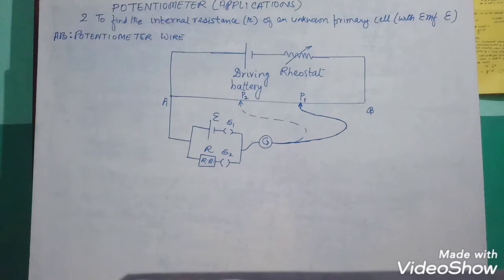AB is the potentiometer wire, and to maintain a constant potential difference across points A and B, a combination of a driving battery and a rheostat has been used. You can see that another circuit has been constituted at the lower part of the potentiometer. The cell with unknown EMF and unknown internal resistance r is connected to the lower part of the circuit.